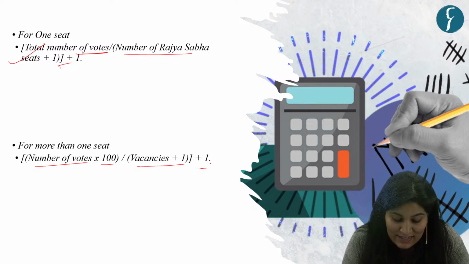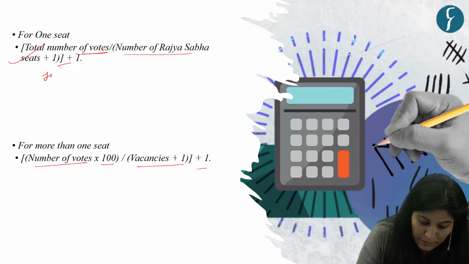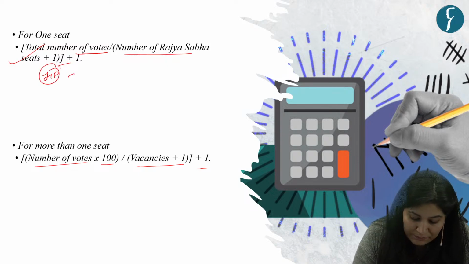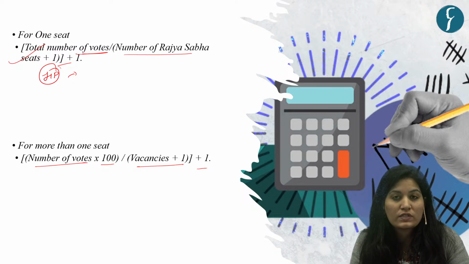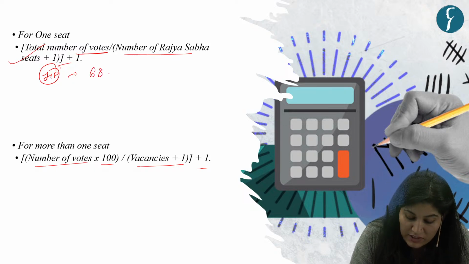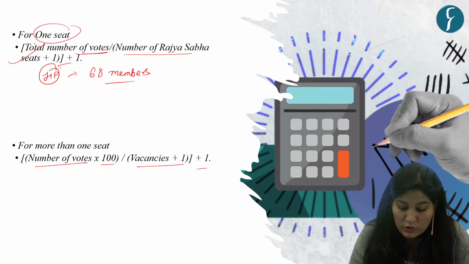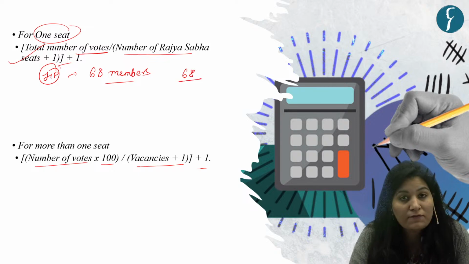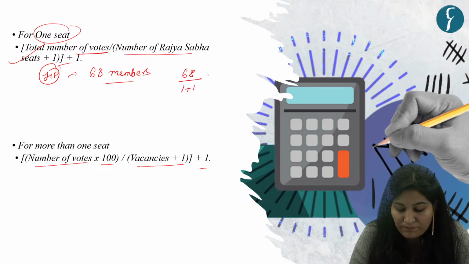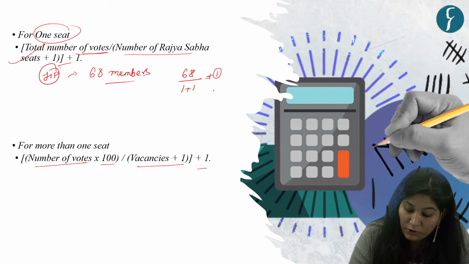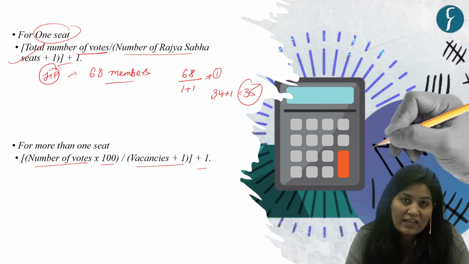So let's understand this with the help of an example. Let's take an example of Himachal Pradesh. Here, total number of votes, or you can say members, Himachal Pradesh is having 68 members. That means total number of votes is 68. See, 1 seat is vacant there. So 68 divided by number of Rajya Sabha seats plus 1, which is 34, and then plus 1, this will come 35. So here in Himachal Pradesh, to win election, one candidate needs 35 votes.